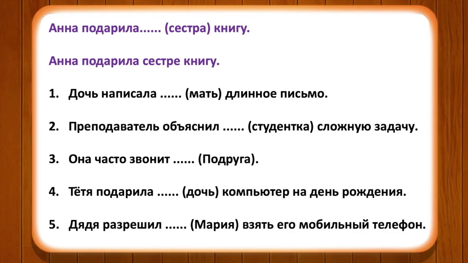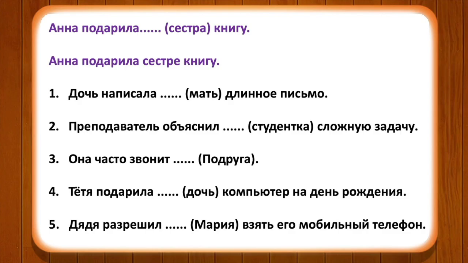The first one is: Дочь написала кому длинное письмо. So, in brackets we have мать, and as an exception we know мать changes into матери. Дочь написала матери длинное письмо. Преподаватель объяснил кому студентка сложную задачу. So, студентка changes into студентке. Преподаватель объяснил студентке сложную задачу.